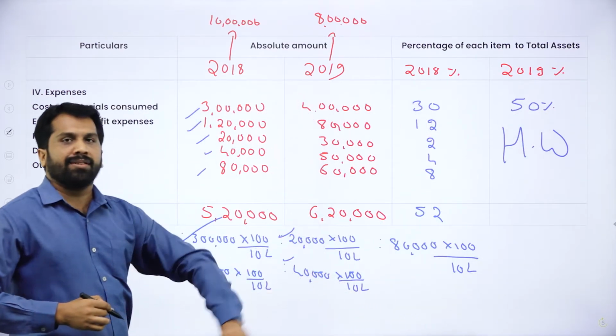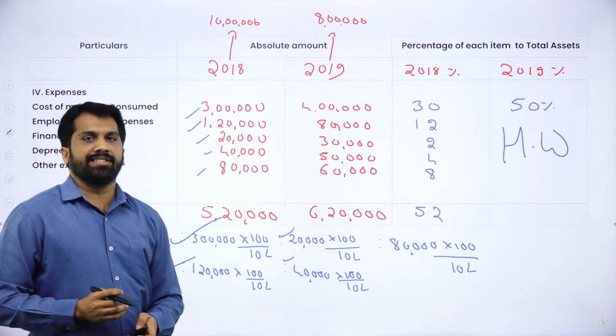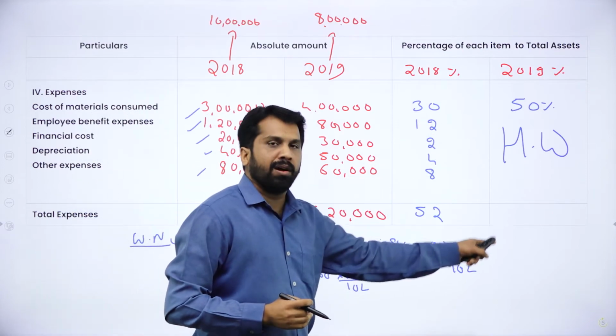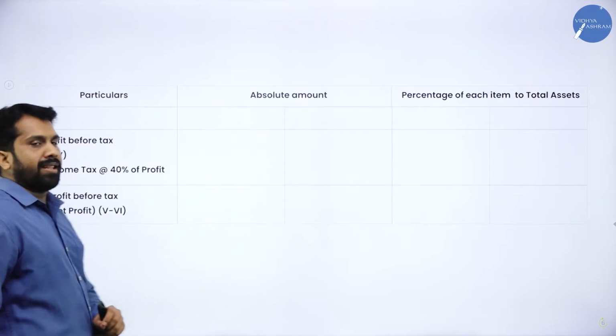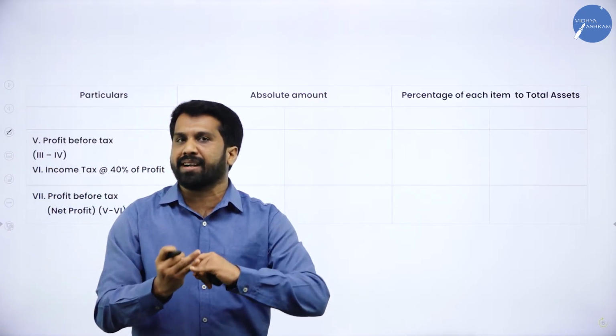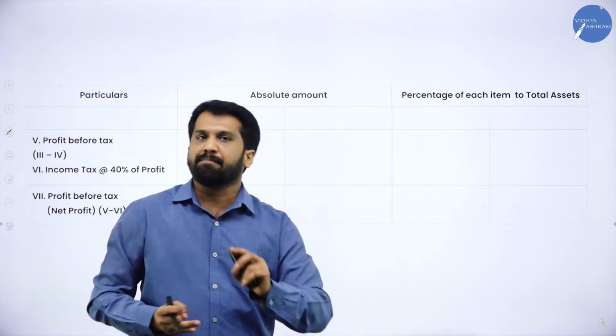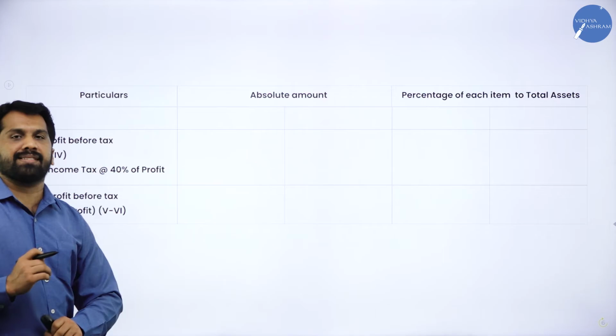Similarly, you have to calculate. Clear? Yes, we'll go for the next one. This is your homework. Now we are in the last part, part C. Part A is done, part B is done. Now we are in part C. How to calculate your part C?